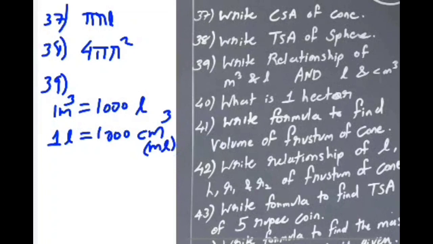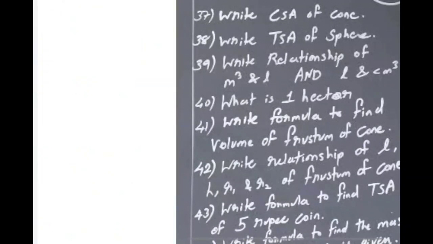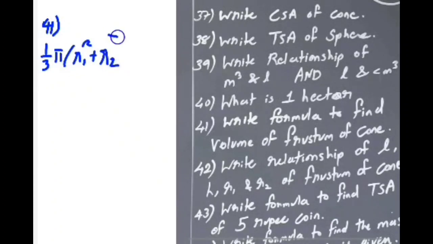Then 40th, what is 1 hectare? So 1 hectare is equal to 10,000 meter square. Okay, so that is 1 hectare, it is important. And 41. Write formula to find the volume of frustum of cone. So frustum of cone is 1/3 pi (r1 square plus r2 square plus r1 r2) into h. This is volume of frustum of cone.